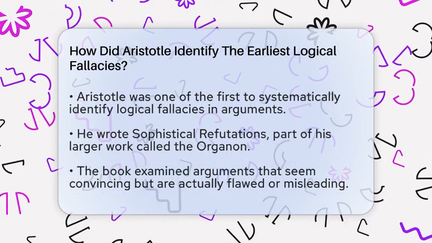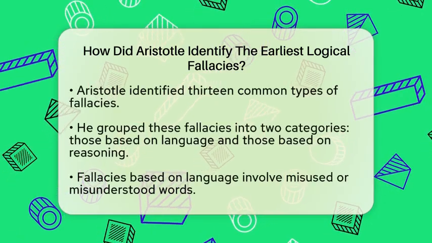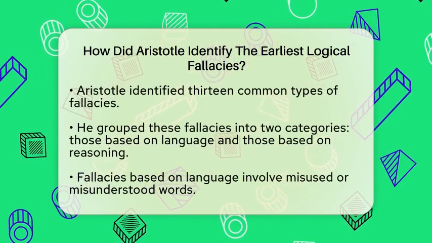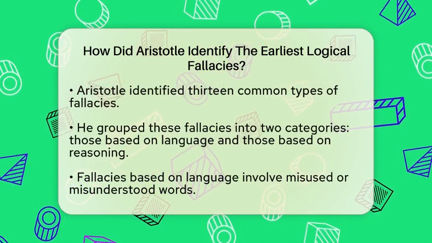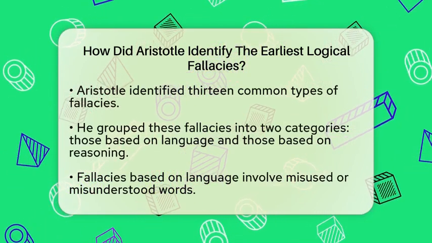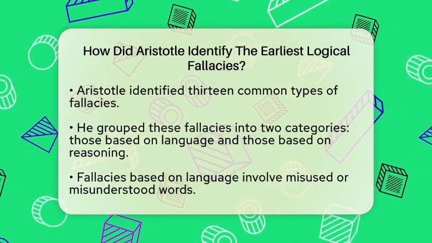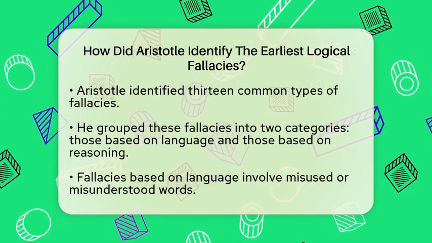Aristotle looked at many different ways arguments could go wrong. He found 13 common types of fallacies. He grouped them into two main categories. The first group depended on language. These are fallacies that happen because of how words are used or misunderstood.